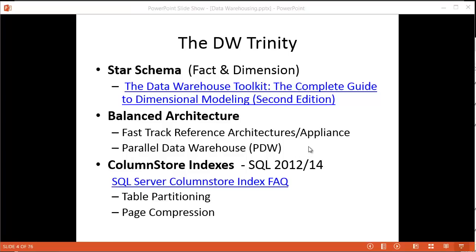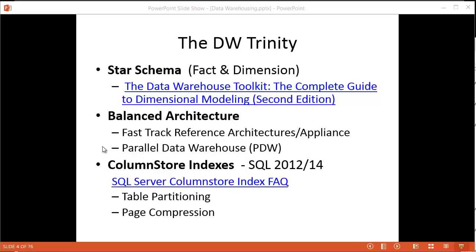Or you can buy an appliance, which is a pre-built system that has both SQL Server, the software, and the hardware in it. Built into it are best practices, many of which I cover in this presentation.